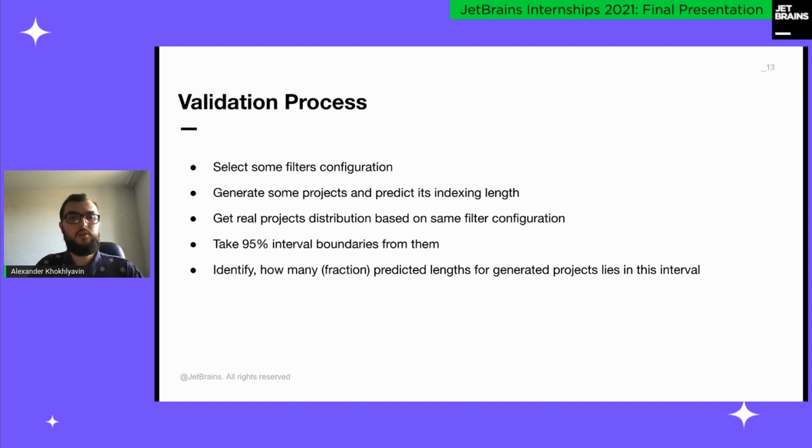Let's discuss a little bit the validation process of our model. First of all, we select some filters config, generate some projects, pass them through the model, get real boundaries on the same filter set, and then identify how many of the generated projects lie in a real 95% interval taken from real data. Repeat this process with different filter sets and take the mean of results as an accuracy score.